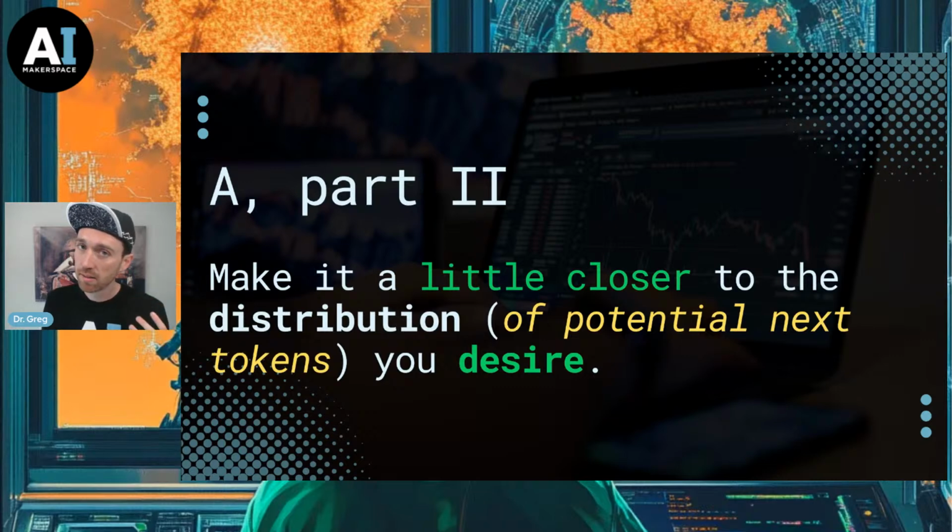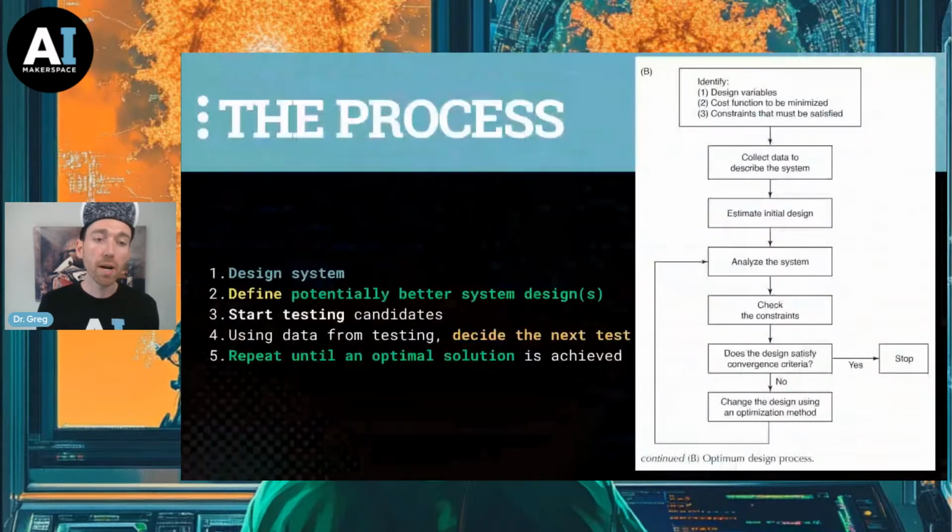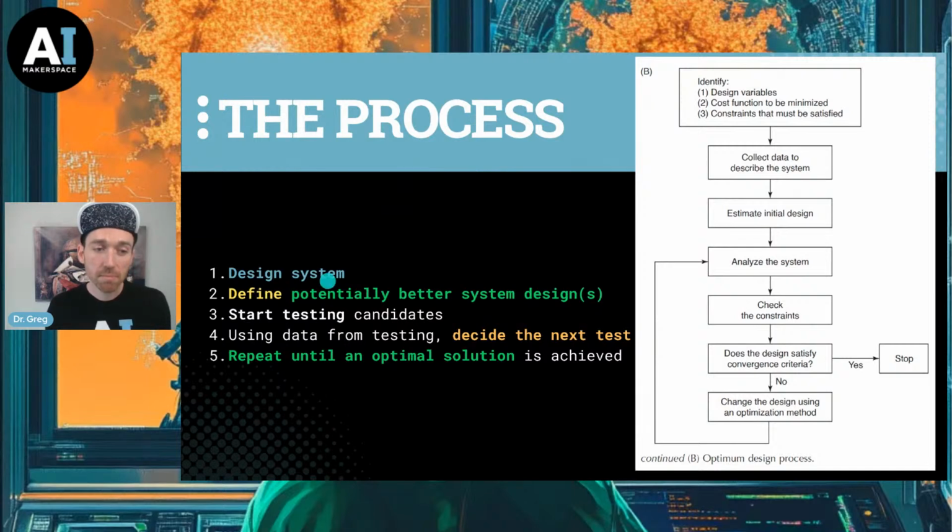This is, again, foundational. We can go back to the core process. We have our system. It's been fully defined. It's our next token prediction machine. We want to define a potentially better system design, and that potentially better system design might be described using the loss between what we predicted and what we actually should have had, what we know the truth was. And this idea of analyzing the system is fundamentally about computing the loss function.